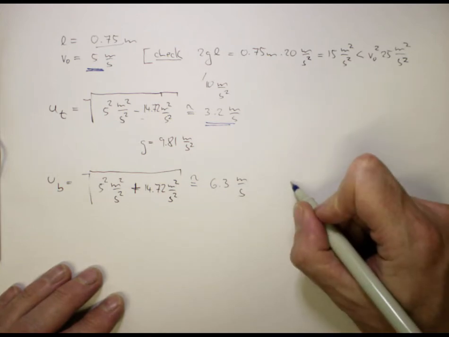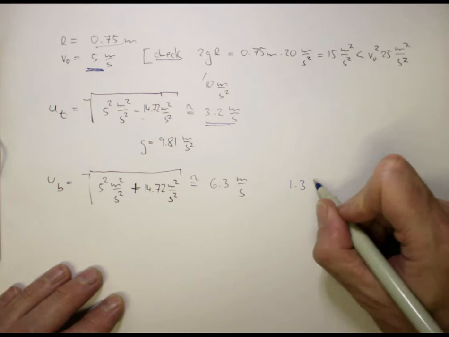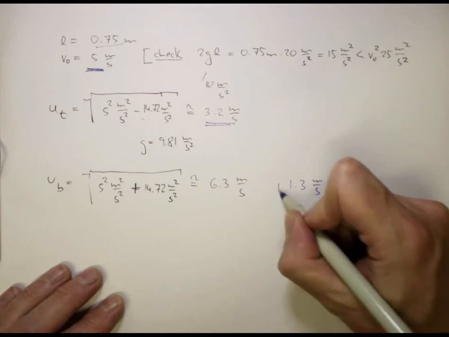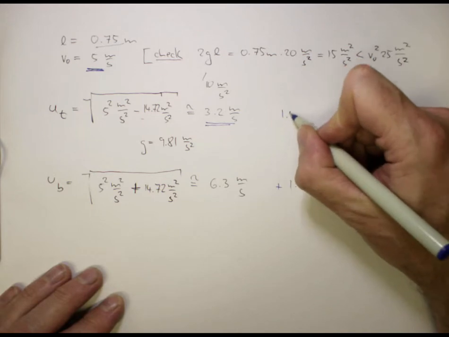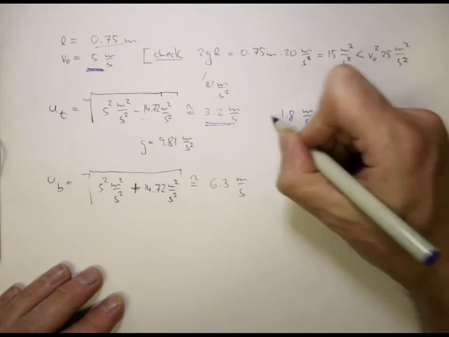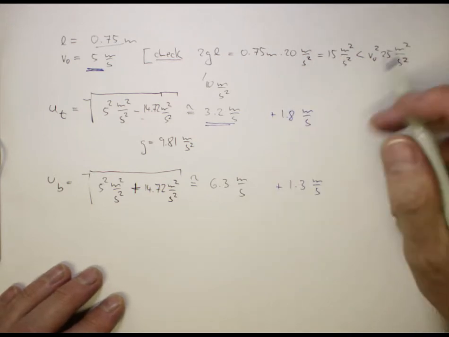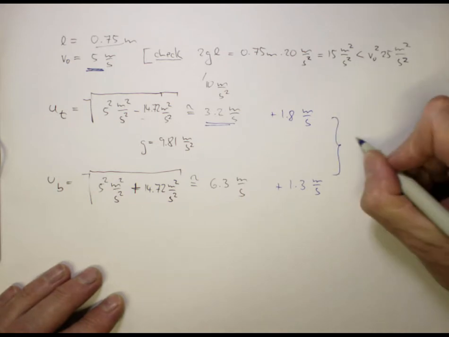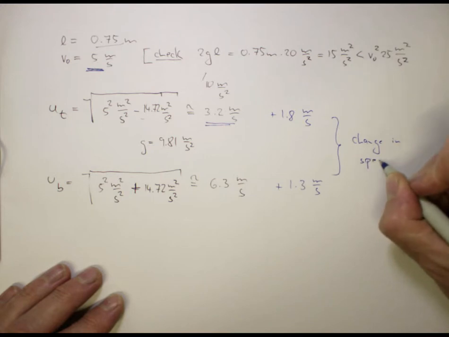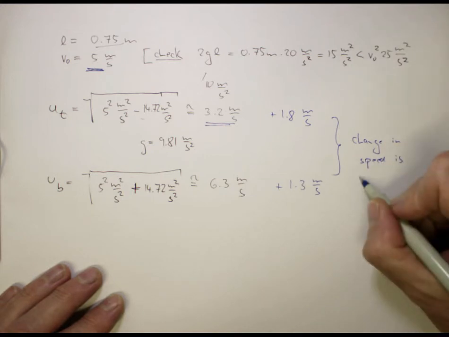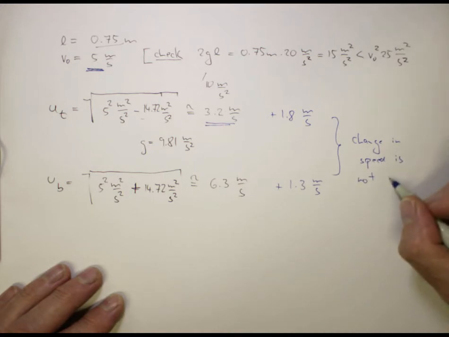So we have an increase of 1.3 meters per second, and here we have a decrease of 1.8 meters per second. So you see it's not linear. The change in speed is not equal.